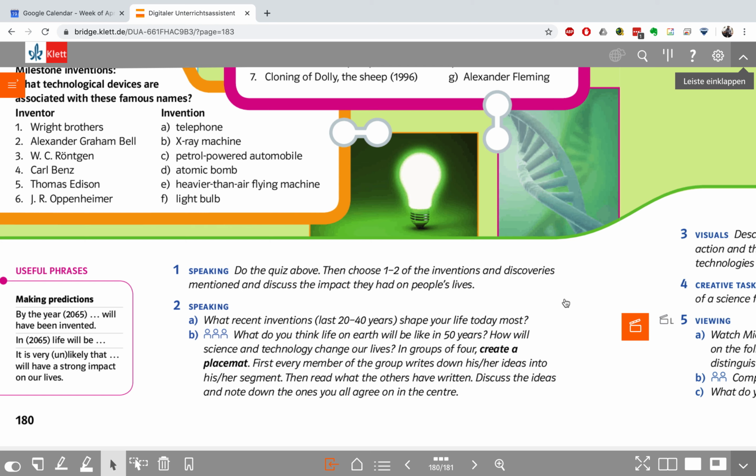What do you think life on Earth will be like in 50 years? How will science and technology change our lives? In groups of four, create a placemat. Well, yes, you were supposed to be doing this on your own. So, this is where you tell us about your dream of the next 50 years. Will it be a utopia where there is no more want, there will be no more hunger? We will all have to work less and still have a great living standard? Is it something like that?